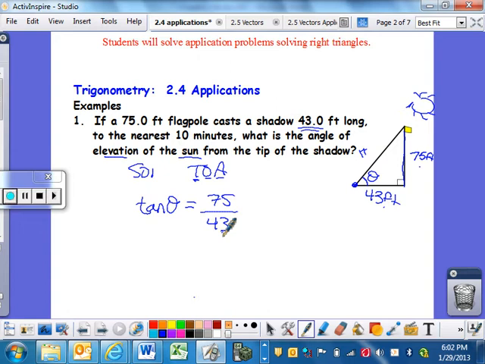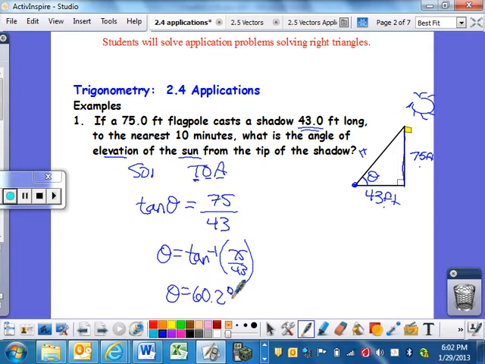And now to find my angle, you always have to use the inverse. So I'm going to say the tangent inverse of this fraction. On your calculator in degree mode, if you do this, you should get theta equals 60.2 degrees.